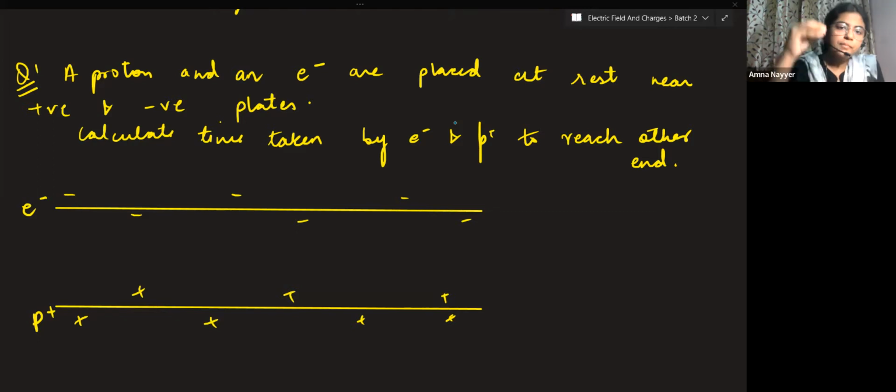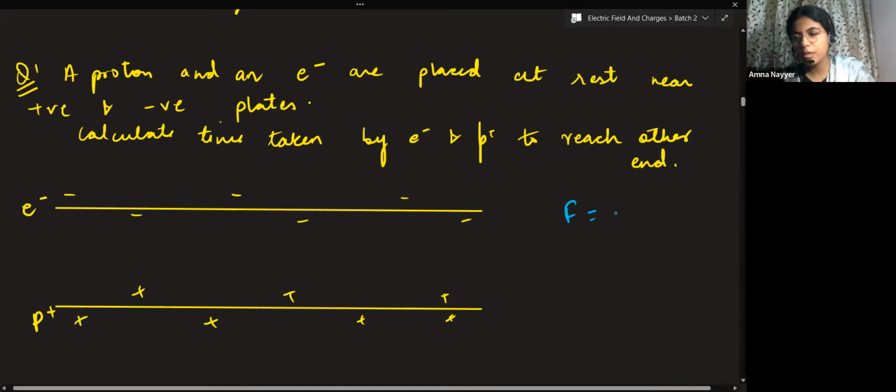See, electrons are released, protons are released. Both of them reach the opposite end. So in these kinds of questions, you have to solve it through your concept of force and electric field, which we did. See, electric force on a proton, let's talk about the proton. So electric force on the proton will be what? If you remember, it is qE.